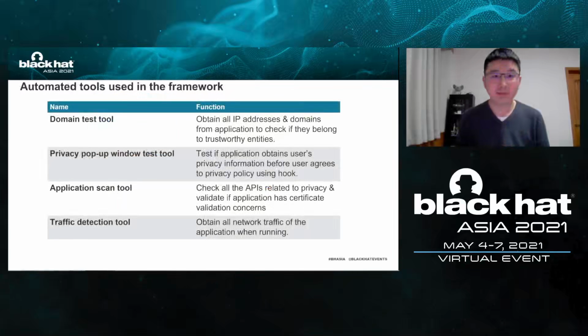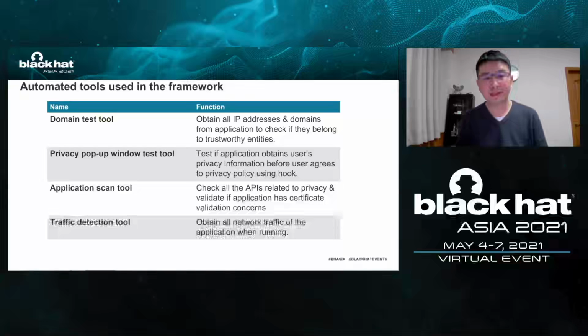Hello everyone, I'm Zhang Qing. Let me introduce you to several automatic tools in the framework made by us and the test results. The first one is the domain test tool. It can obtain all IP addresses and domains from the application to check if they belong to trustworthy entities. The second one is the privacy pop-up window test tool. It can test if the application obtains users' privacy information before the user agrees to the privacy policy, using a hook.